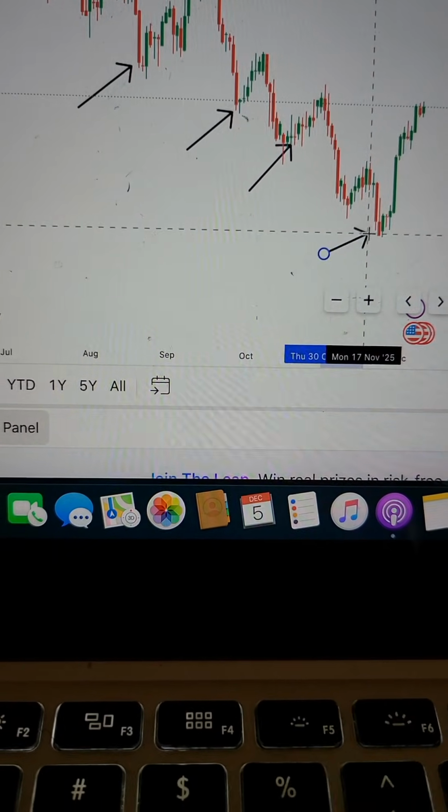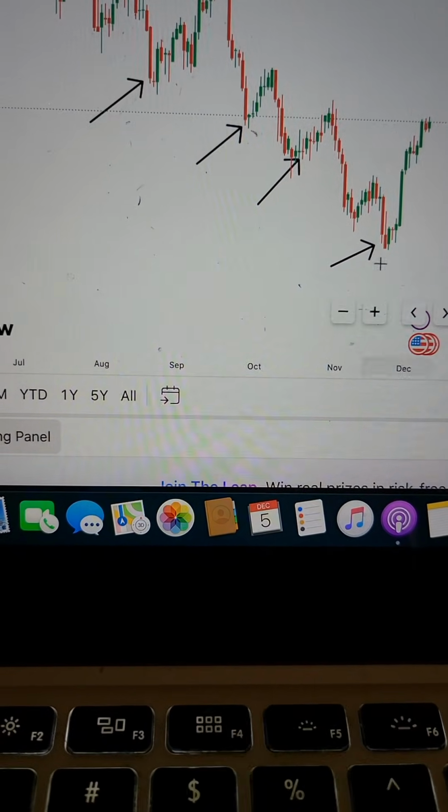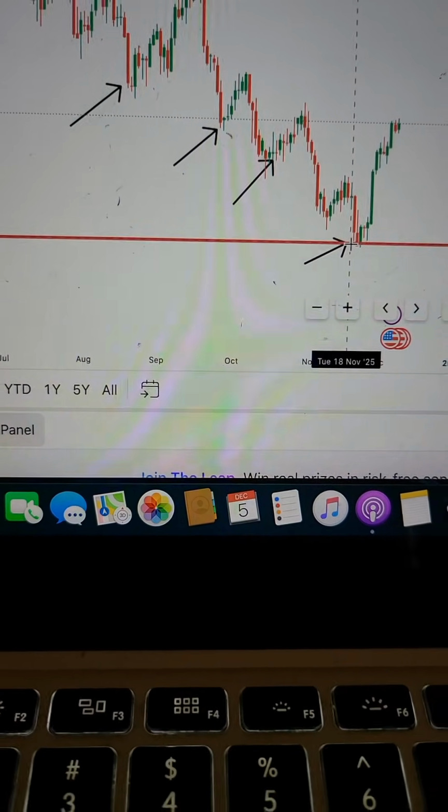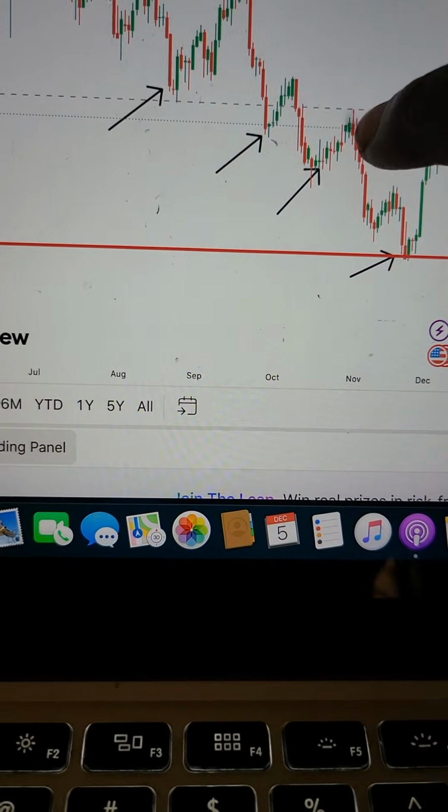Now, the last lower low is the one that is opposing the trend of the market. So let us mark that as the resistance of the market. Remember, when price is moving down, these are your resistance zones and these are your support zones.